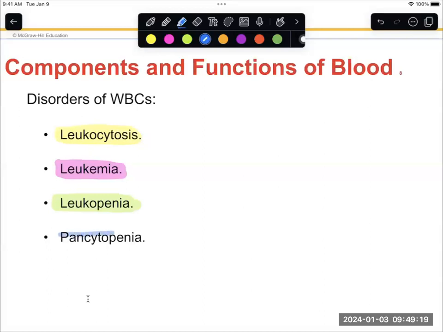And pancytopenia. Pancytopenia can be a result of chemotherapy treatment for cancer. It causes a decrease in erythrocytes, leukocytes, and thrombocytes. So those erythrocytes, those red blood cells, leukocytes, those white blood cells, and thrombocytes, those platelets. We get a decreased number of all three.